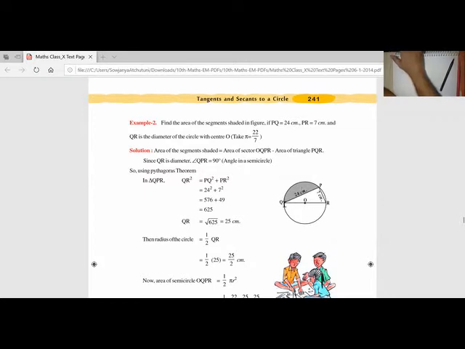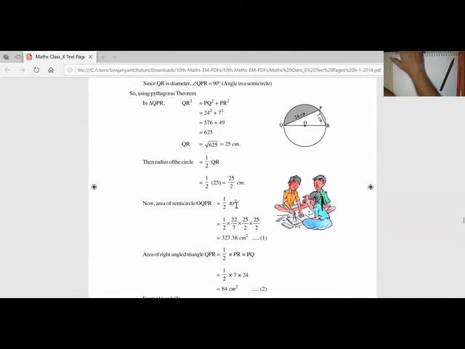So first, angle P is 90 degrees because it is formed in a semicircle. The triangle formed in a semicircle makes 90 degrees at P. So 24 square plus 7 square is equal to QR square. So QR is 25 centimeters. Then what is the area of the half circle? It is half pi r square. The radius is r, the diameter is 25, so r is 12.5.